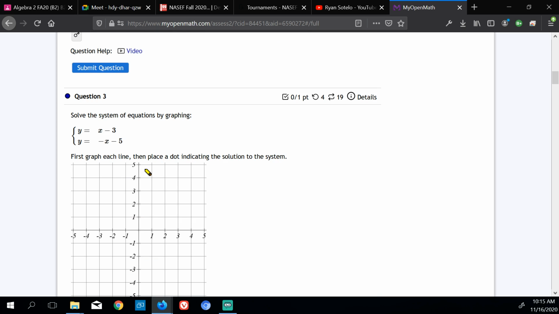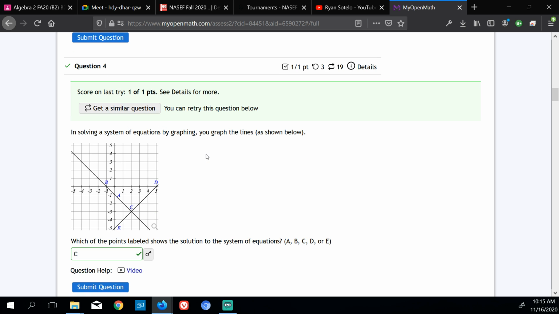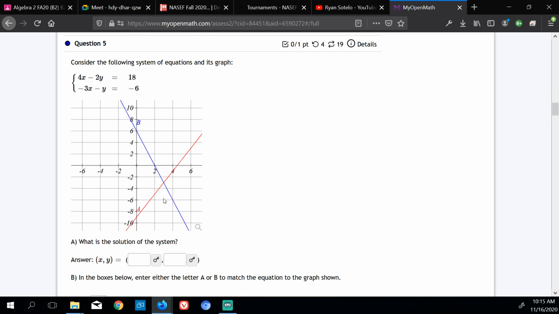Is this test also going to be on like the My One now? Yeah. So you have questions like that. This one, you don't really have to solve this. You just got to look at the graph. What's the coordinate of this point? 3, negative 3. Good.